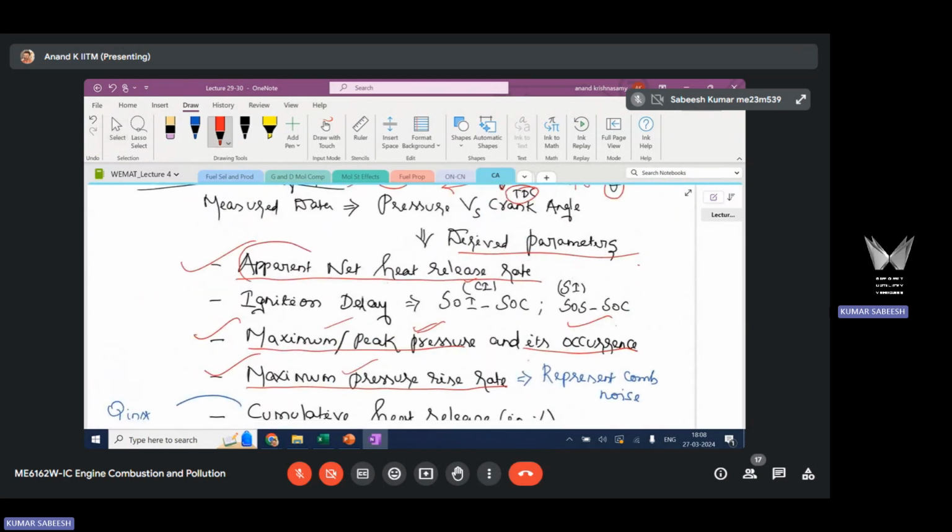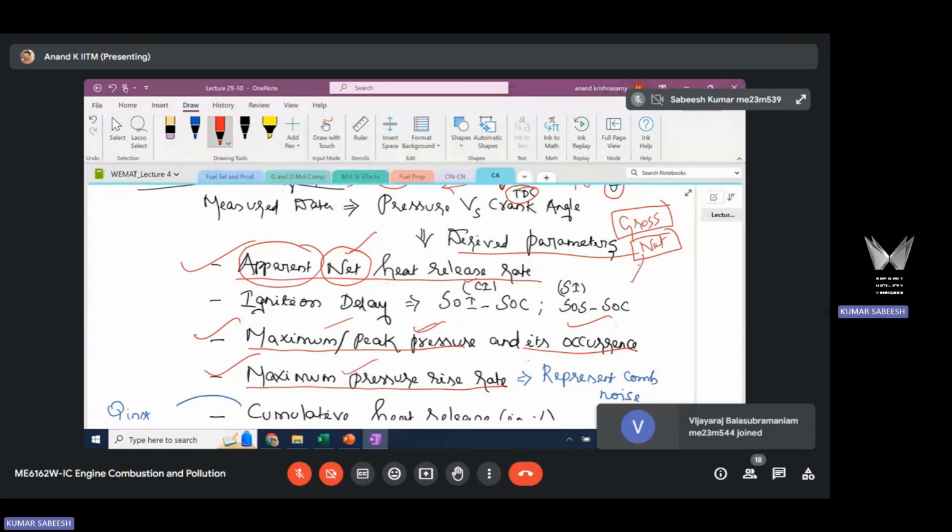This is apparent. Apparent is an approximate value. It's a net heat release rate, meaning we are excluding heat losses. That's why it is called net value. There are two heat release rates, one is gross and the other one is net. Gross will include the total heat that is released during the combustion. Net will exclude the heat loss. Since you have not insulated the engine, a fraction of the total heat released is lost to the coolant. So when you exclude the heat losses, then you call that the net heat release rate.